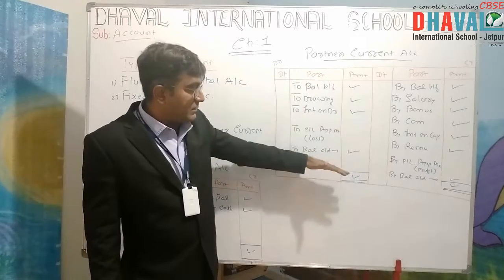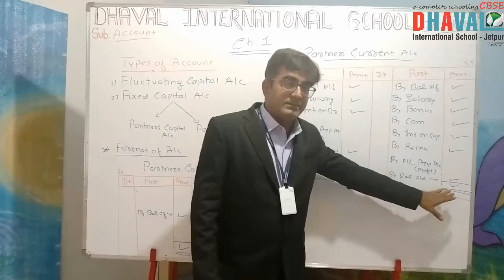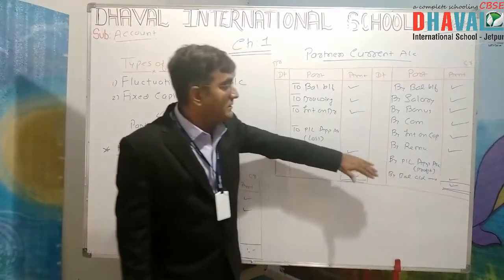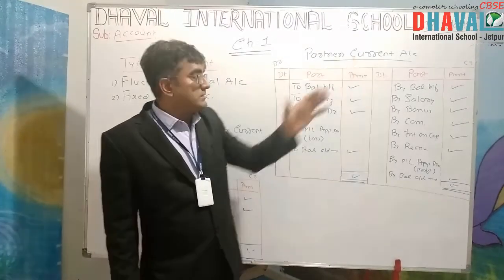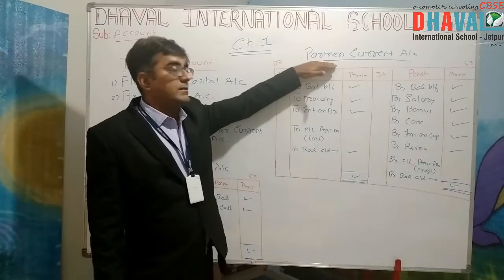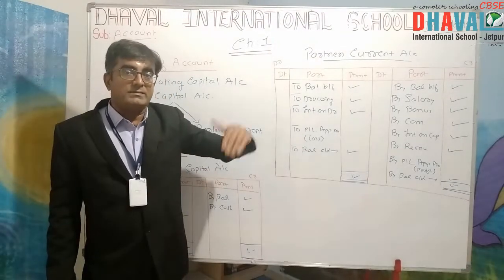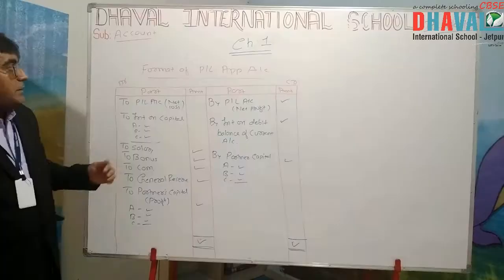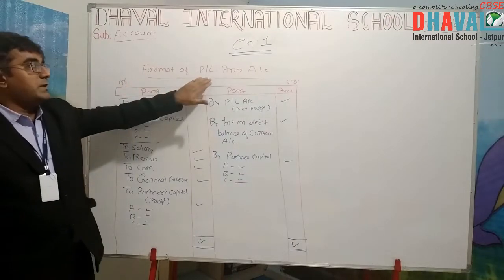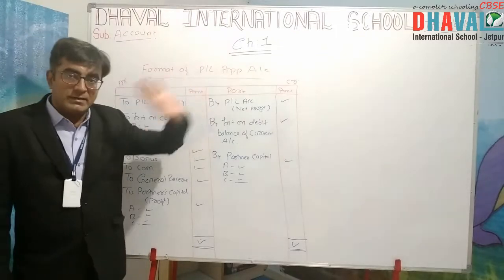Then by closing the account, we get the balance either on the debit side or on the credit side. From here, we take the balance to the next account. These are the main accounts: partners capital account and partners current account. Now we see the format of the PL appropriation account next. Now we discuss the format of the profit and loss appropriation account.